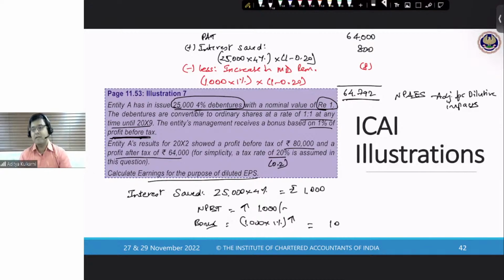Bonus increase is an expenditure for the company. But if bonus increases, bonus is a deductible expenditure for tax purposes. Therefore 10 into 1 minus 0.2 gives you 8. So the net increase in MD remuneration is 8 rupees. Since it has increased, your net profit will come down, and that is why we are deducting 8. Did you follow? Vishal has joined in. Others, did you follow, guys?